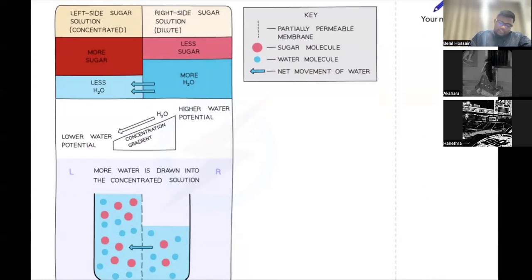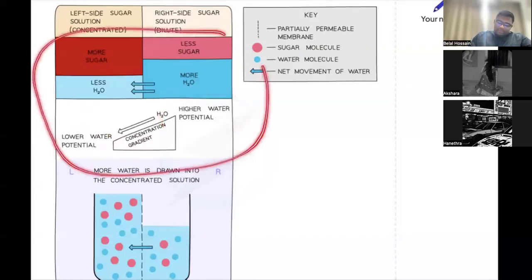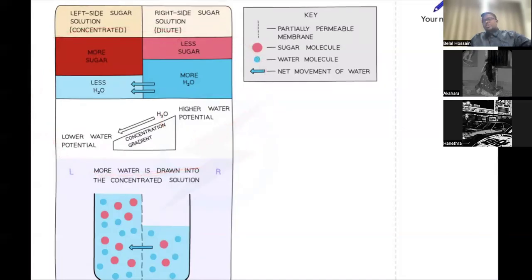So here, two solutions are placed side by side. One has more water, less sugar. The other one has less water, more sugar. So which one will have low water potential? The one that has more solute. Sugar. Very good. More sugar means low water potential. So just remember this example and every time water potential will put itself in its right position.